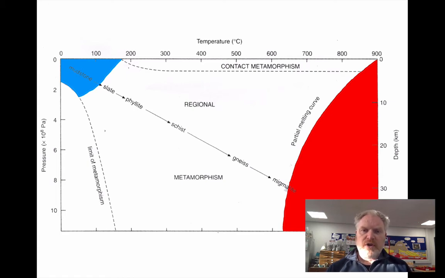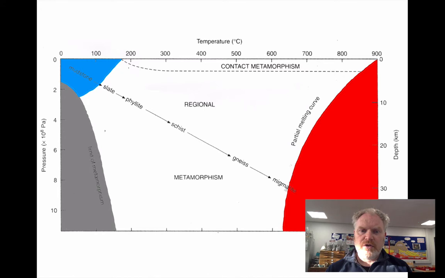There's another area on this graph on the left. It's labelled up as the limit of metamorphism. Now in this area that I've shaded grey, we have no rocks being formed. These conditions don't naturally occur on Earth. We can't have pressures to that extent at such low temperatures. So that grey area doesn't exist.